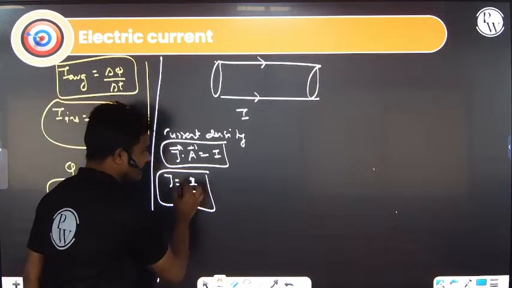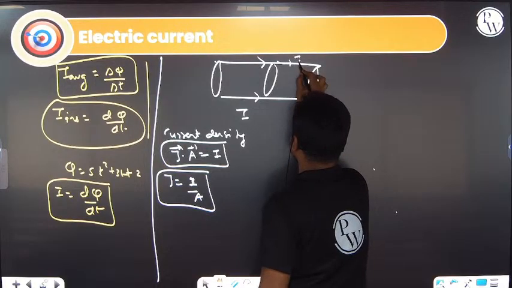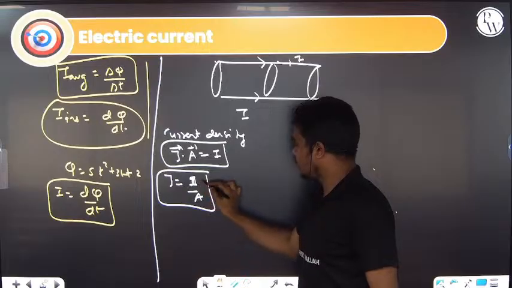Here I is the current that is flowing and A is the area of the cross section. So current density is the current divided by the area.